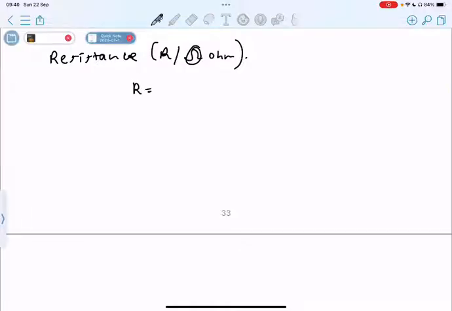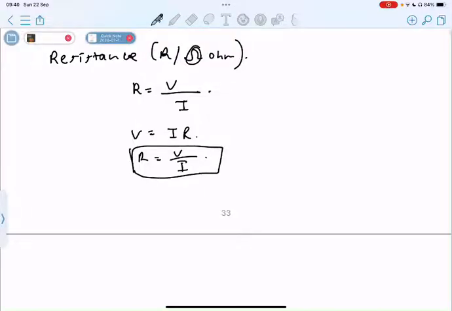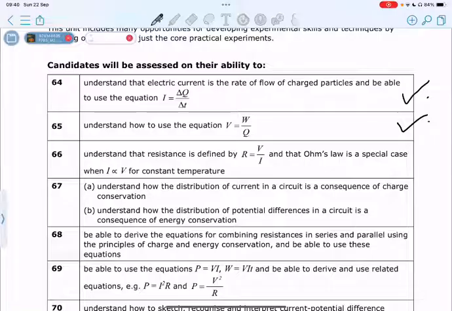Resistance is measured by dividing the potential difference V by the current flowing through it. You'll note this from the equation V is equal to IR, so R is equal to V on I. Okay, that's the equation there. And Ohm's law is a special case when temperature is constant.